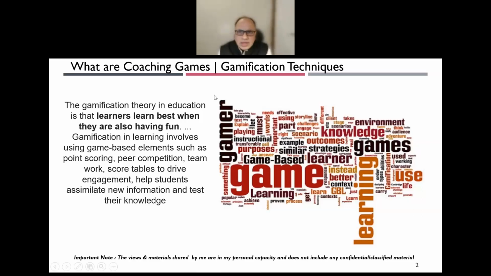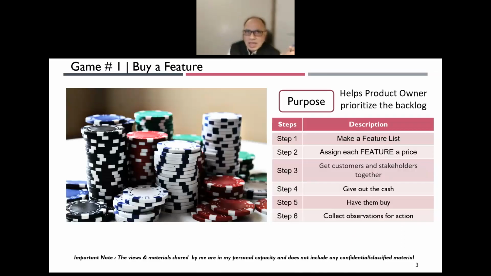All right, let us start with games then. Let us try to understand what the games can be. The first game, wherein I use currency notes from Monopoly, is the Buy a Feature game. Now, this is a very interesting game. The objective of this game is targeted towards product owners and product managers.